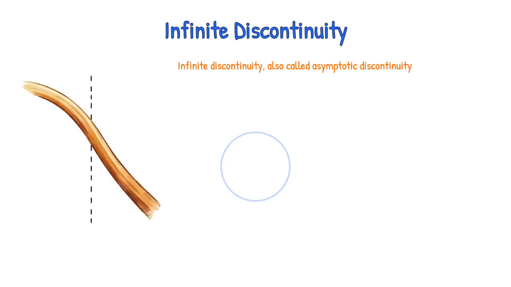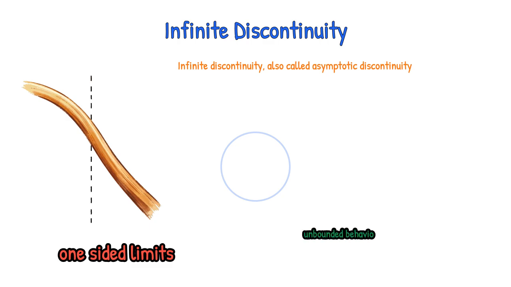Infinite discontinuity, also called asymptotic discontinuity, occurs when at least one of the one-sided limits as x approaches a is infinite, either positive infinity or negative infinity. The function exhibits unbounded behavior near x equals a. On the graph, the function has a vertical asymptote at x equals a. The function values increase or decrease without bound as x gets close to a from one or both sides.